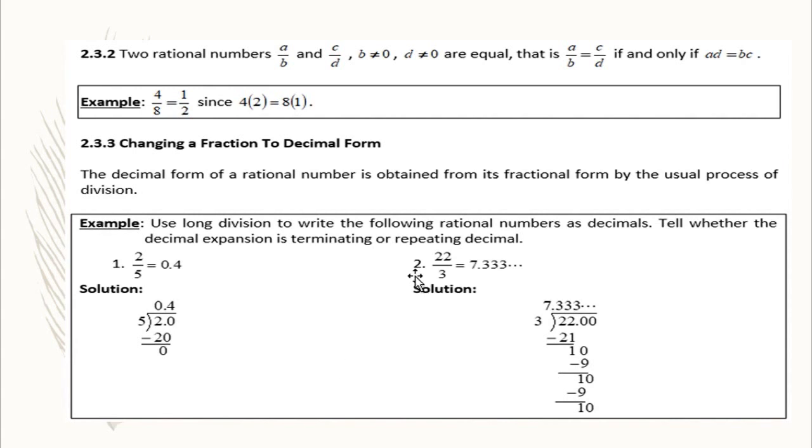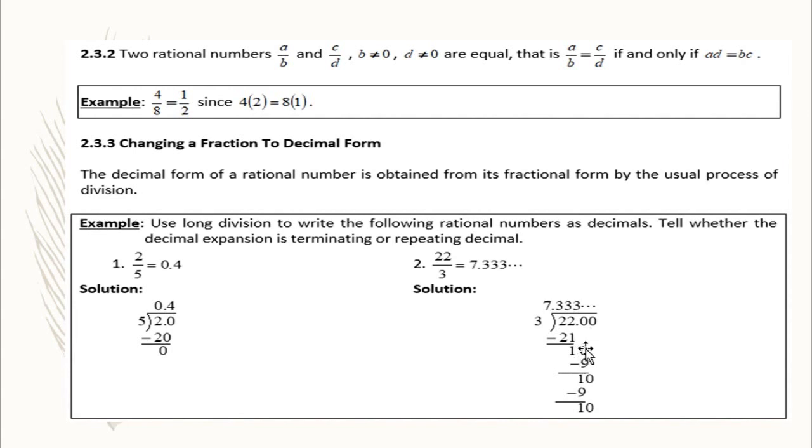Another example is an improper fraction, 22 over 3, which gives 7.333 and so on. We do the same: 22 divided by 3. 22 divided by 3 is 7, so we write 7 on top. Then 22 minus 21, because 7 times 3 is 21. We have 1 remaining.